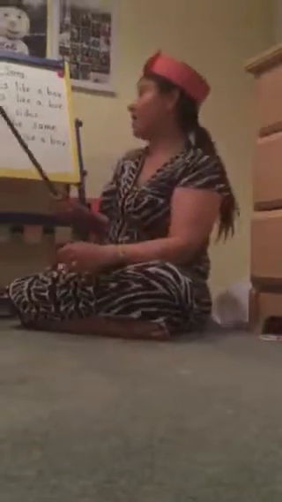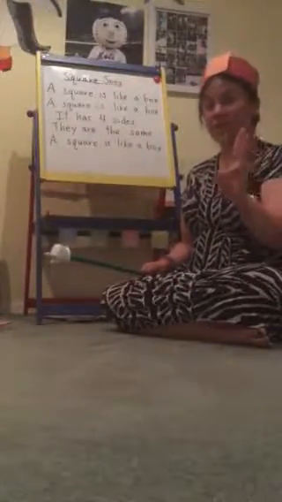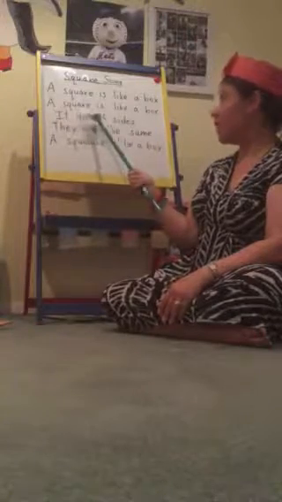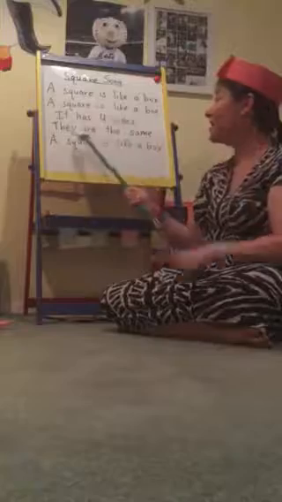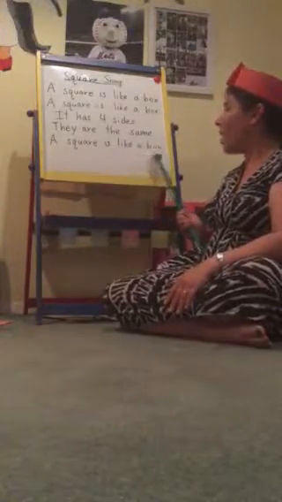We're going to sing our song about squares. The square song. 1, 2, 3. A square is like a box. A square is like a box. It has 4 sides. They are the same. A square is like a box.